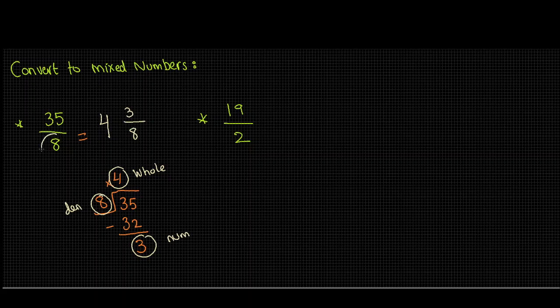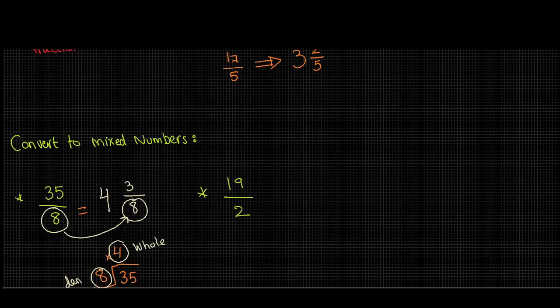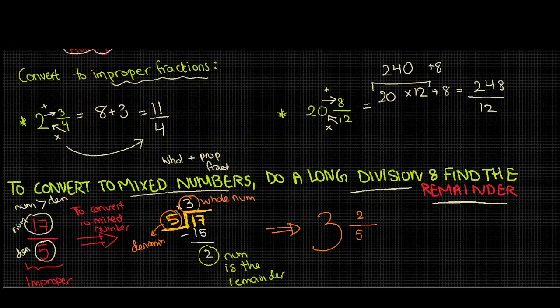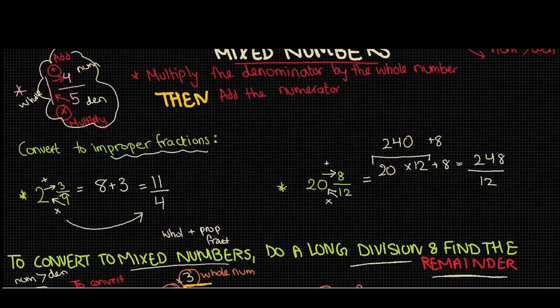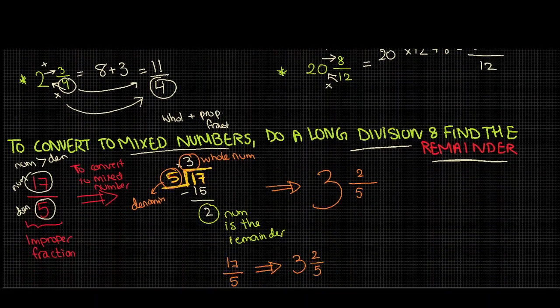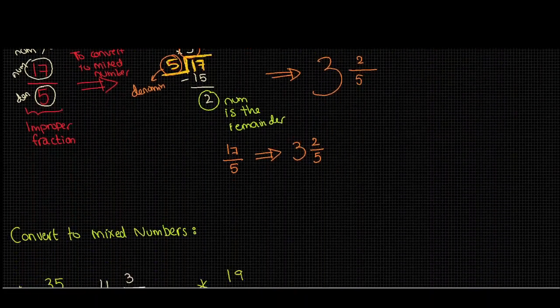Notice that the denominator of the improper fraction is the same as the denominator of the mixed number. And if we go up here, the denominator of the mixed number is the same as the denominator of the improper fraction. So this is how you can check that you've solved everything correctly.